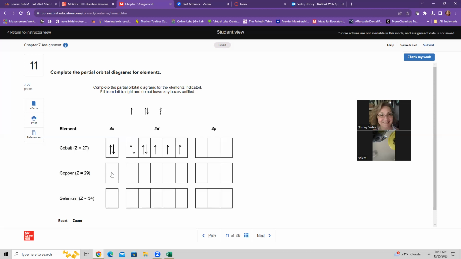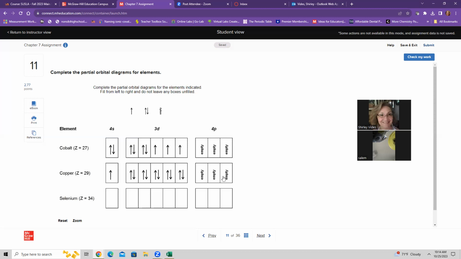Okay, copper. Copper, remember, is an exception. So we got to put it full all the way, and the 1 in there. Okay, empty. There's no empty. Well, I guess we just put empty on these. I'm guessing that's what it says. Do not leave any boxes unfilled. Yeah, so empty. This one too is empty. I'm just reading the directions.